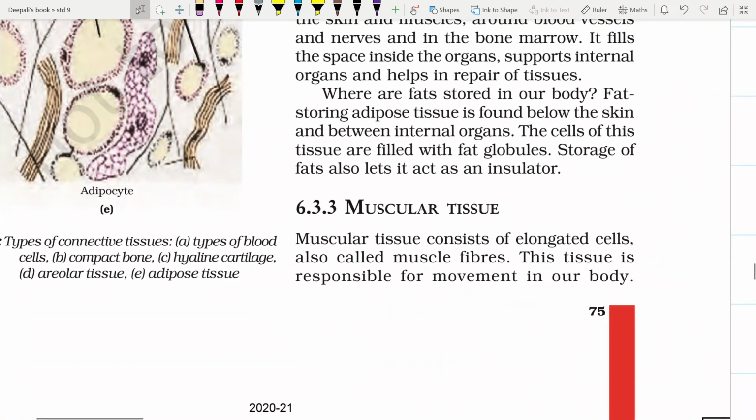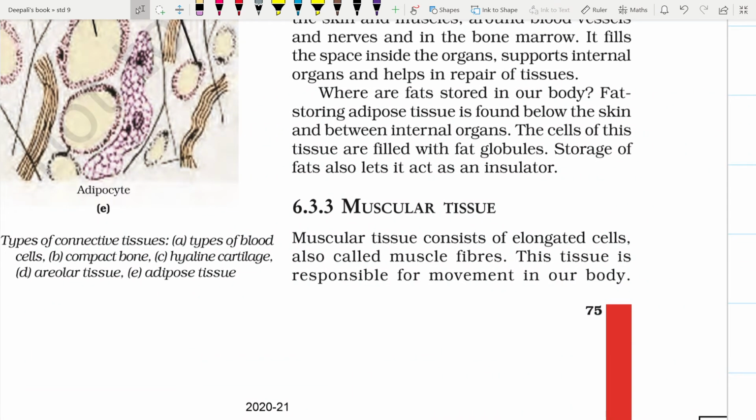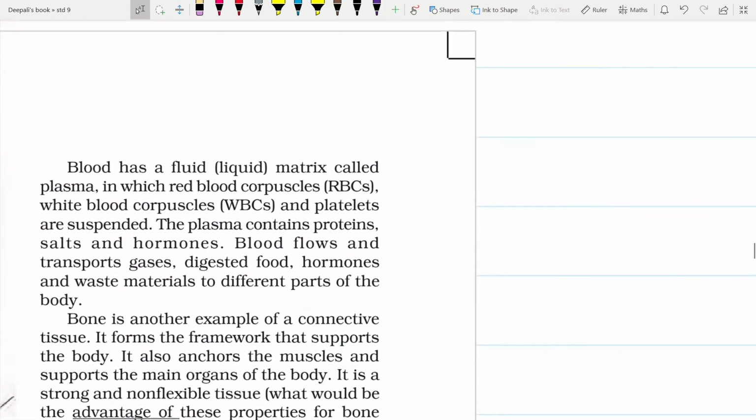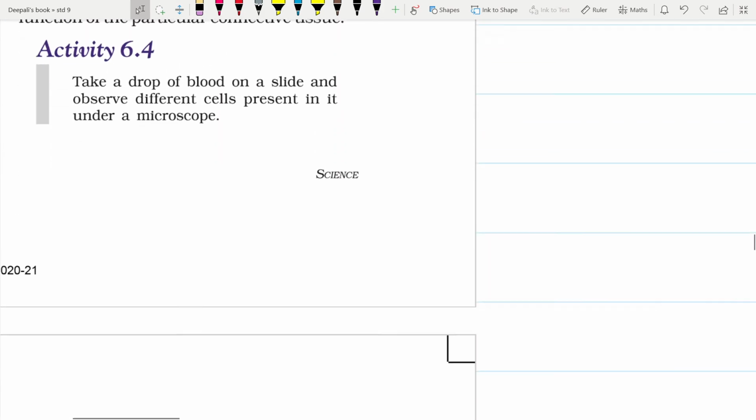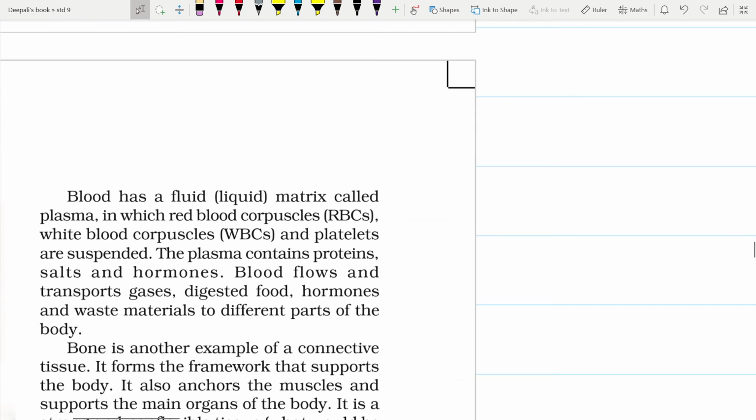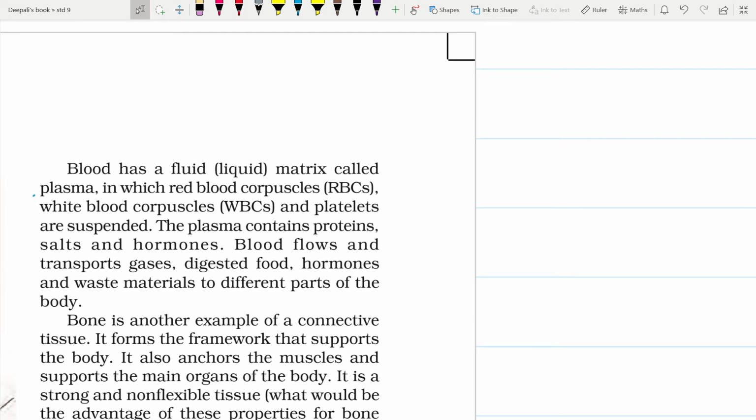The next diagram is compact bone, hyaline cartilage, areolar tissue and adipose tissue. Now let us study the blood tissue. Blood has a fluid liquid matrix called plasma, in which the red blood corpuscles, the white blood corpuscles and the platelets are suspended. The plasma contains proteins, salts and hormones.